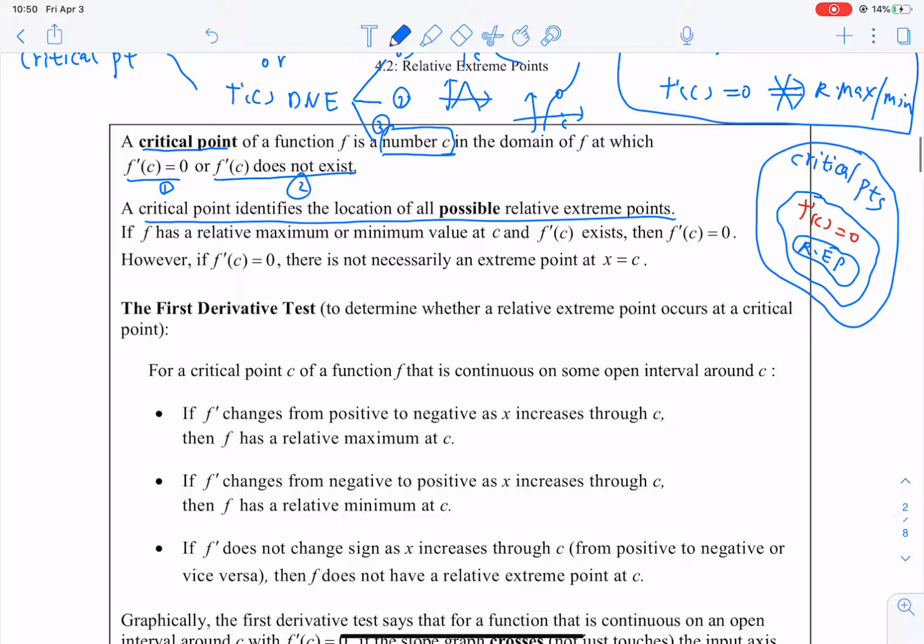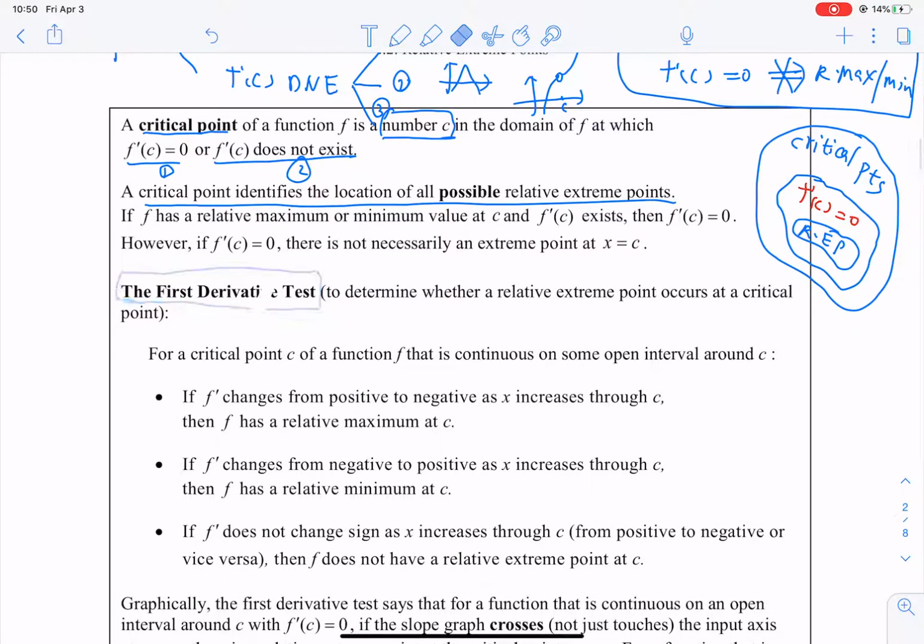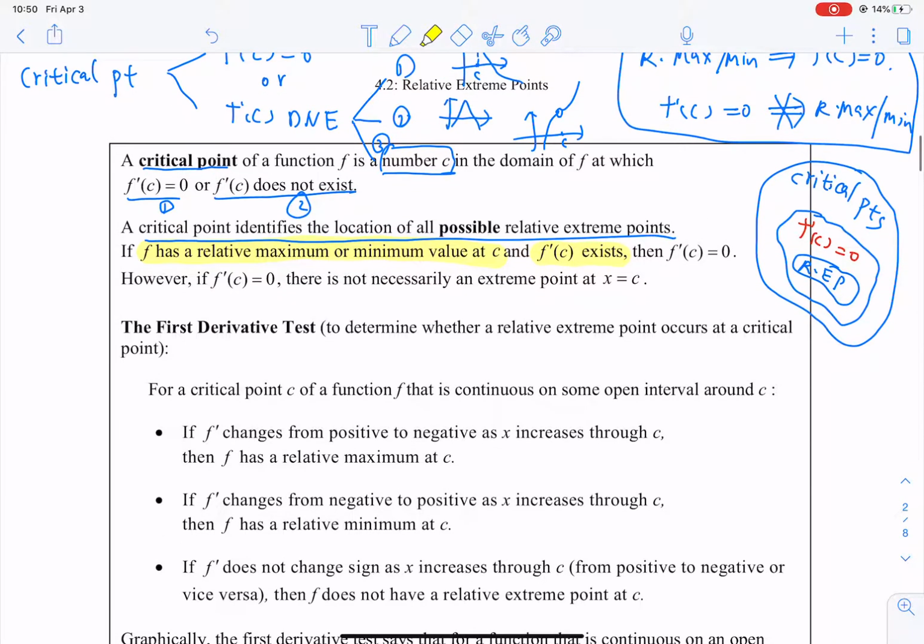And the next one is about a very important test, the first derivative test. All right, I'm sorry, we haven't finished the last part. If a function has a relative maximum or relative minimum point at c, and f prime of c exists, so you can see two conditions. The first one, the function has a relative extreme value at point c, and the second one, the corresponding derivative exists. Then f prime of c is 0.